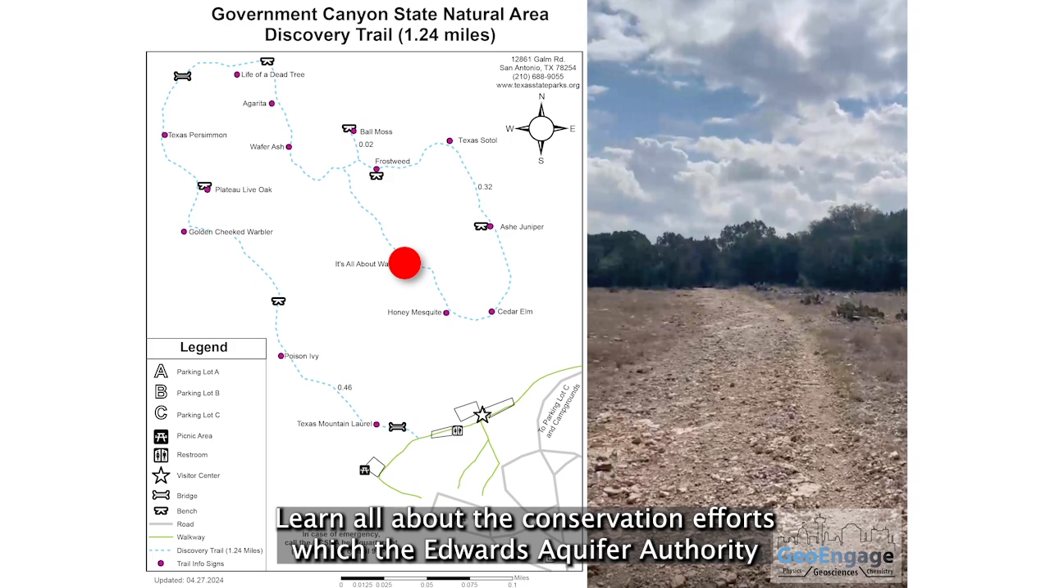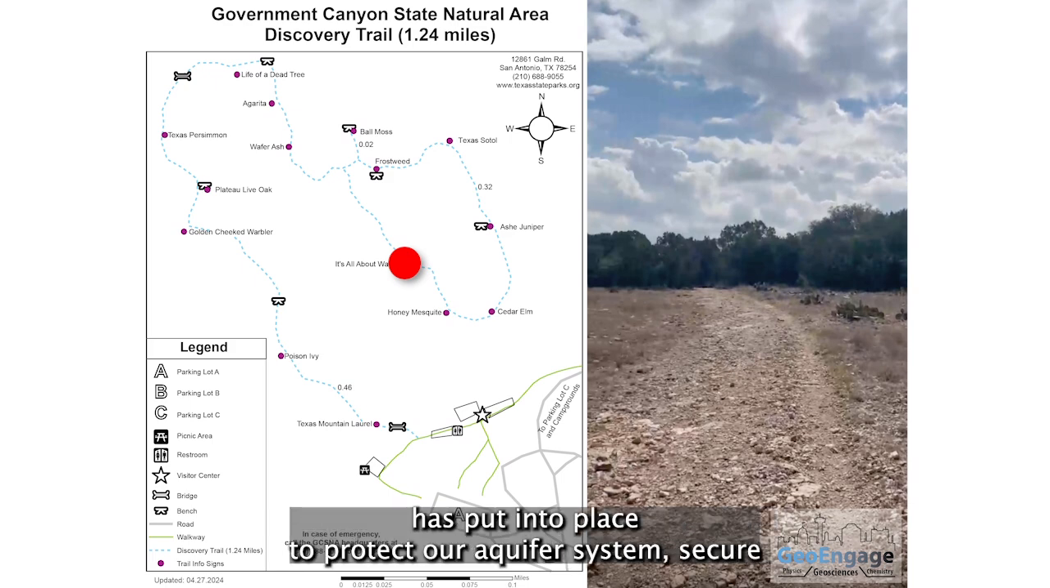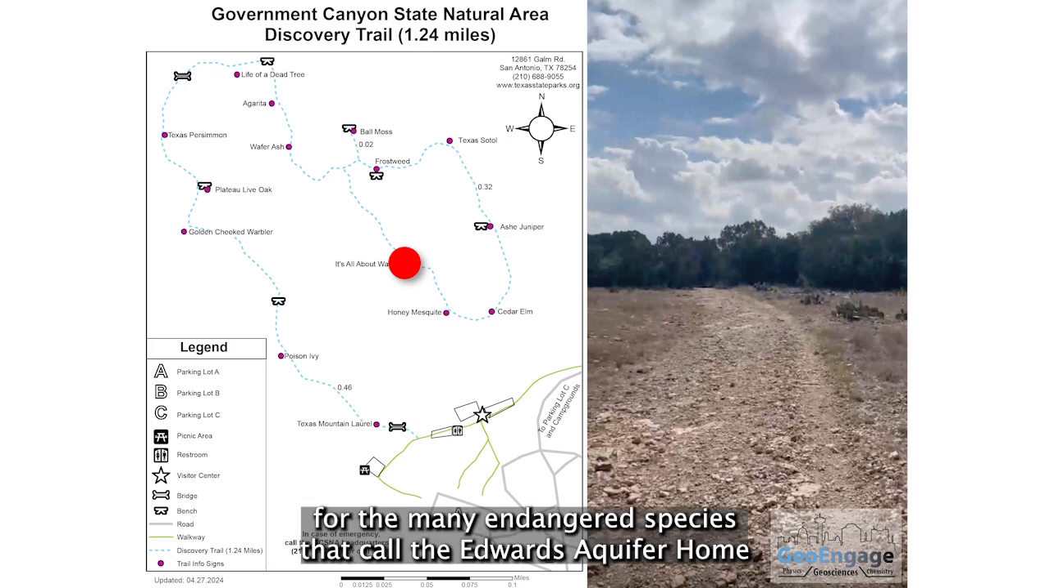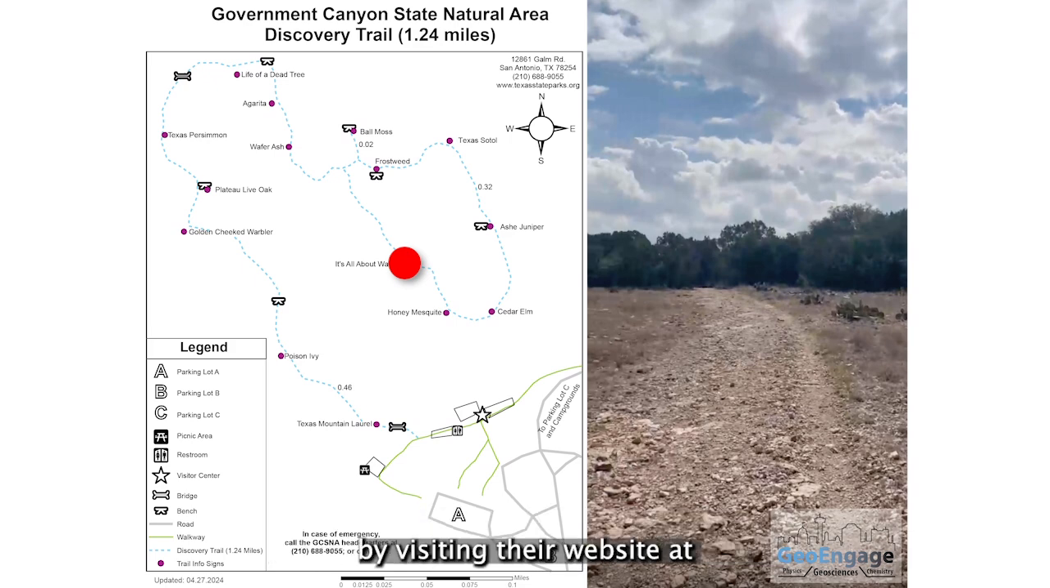Learn all about the conservation efforts which the Edwards Aquifer Authority has put into place to protect our aquifer system, secure our drinking water, and preserve habitat for the many endangered species that call the Edwards Aquifer home by visiting their website at www.edwardsaquifer.org. Your next stop is at the Cedar Elm sign.